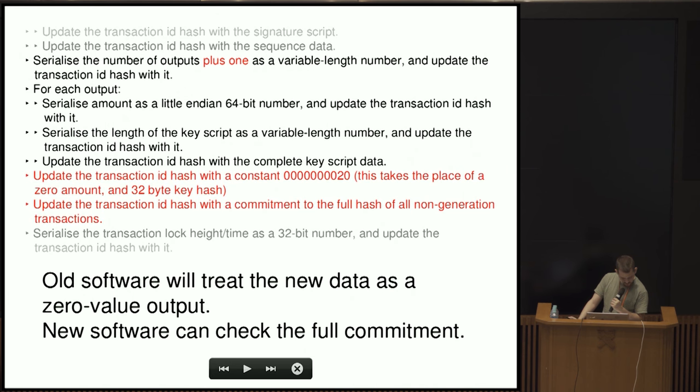Now all old nodes can be told about this fake output so that they can calculate the correct block hash, whereas new nodes can implement the revised commitment algorithm. As a result, we have cleanly replaced the signature field with the new witness field without breaking backwards compatibility, and even without any ugly hacks.